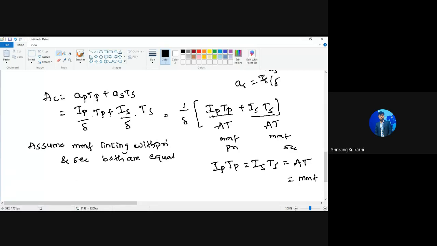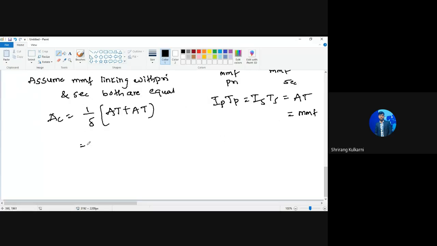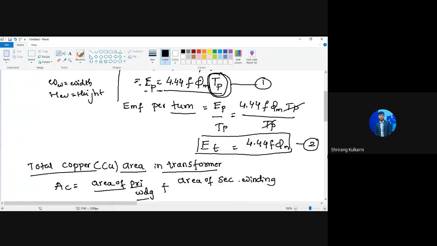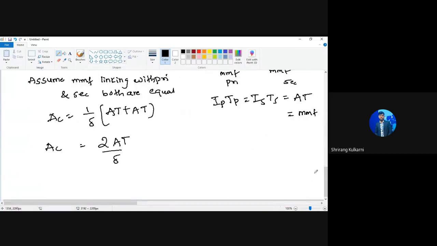So now this equation becomes AC will be equal to, in place of IP TP we replace AT, and in place of IS TS we replace AT. Now 1 by delta, it is AT plus AT, so in total it will be equal to 2 times AT by delta. AC is equal to 2 times AT by delta. It is equation number 4. This much we have got now, correct?